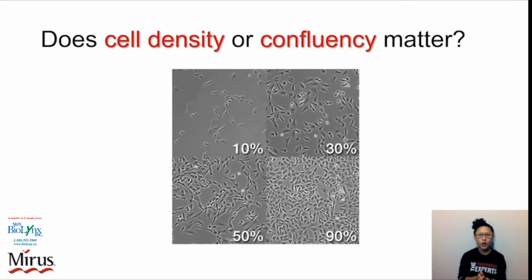Okay, one of the most important factors to a successful transfection is the state or the health of your cells. Especially for gene expression off a plasmid, you want your cells to be happily dividing, as it's thought that during cell division, the plasmid is taken into the nucleus when the nuclear envelope breaks down. So let's look at this first question. Does cell density or confluency matter for transfection?